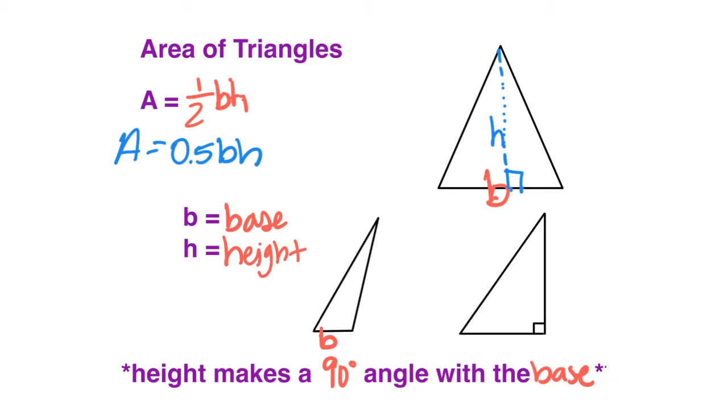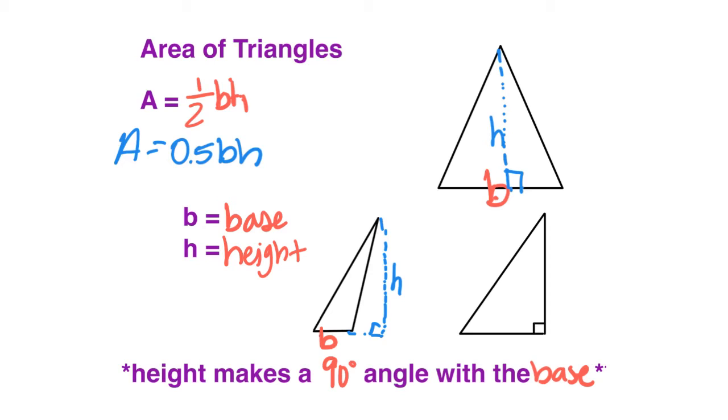Here we have a base. I'm going to label that a base. Does this side make a 90-degree angle with the base? No. What about this side? Does that make a 90-degree angle with the base? No. So sometimes the height is shown outside the triangle with a dotted line because it's not actually part of the triangle. It's just information that's needed to calculate the area.